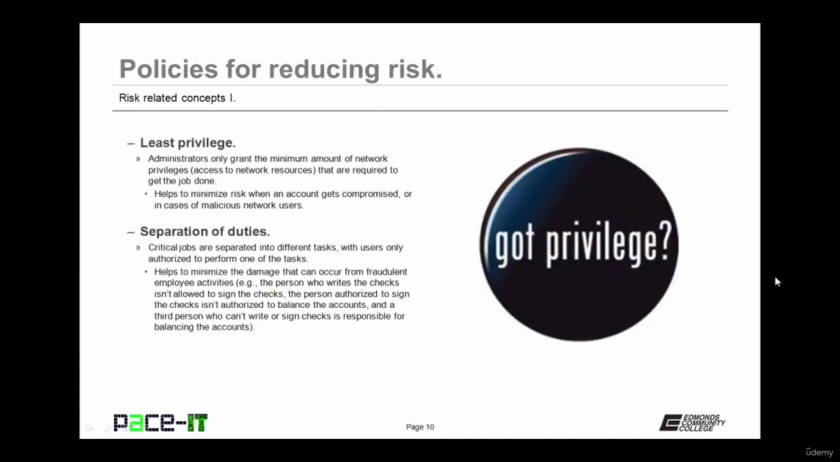Some of these policies include a least privilege policy. This is where administrators only grant the minimum amount of network privileges or access to network resources that are required to get the job done. This helps to minimize risk when an account gets compromised or in the case of a malicious network user.